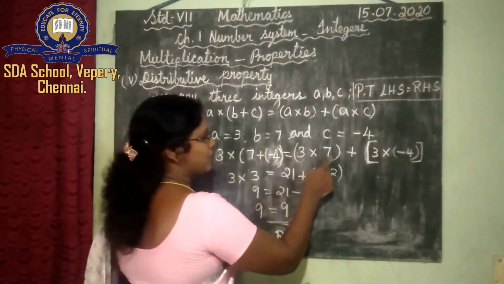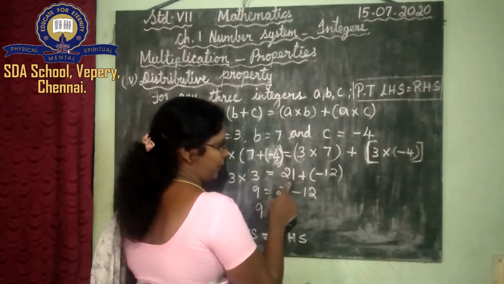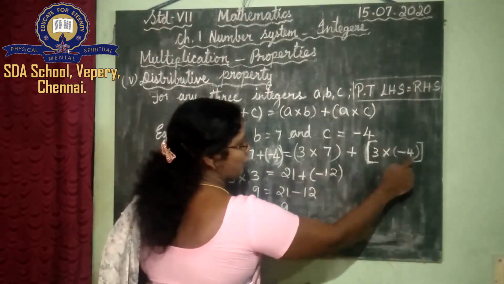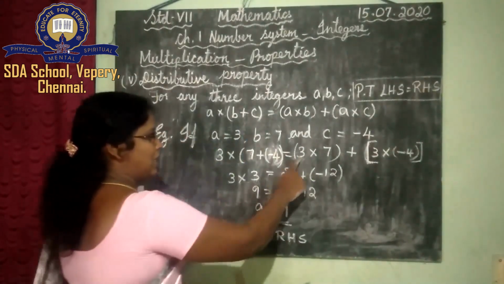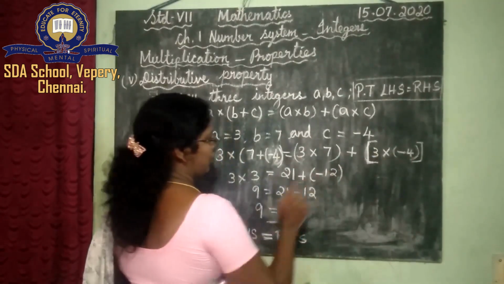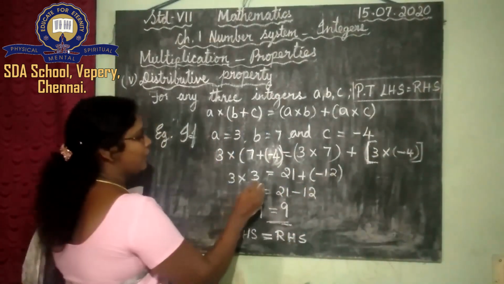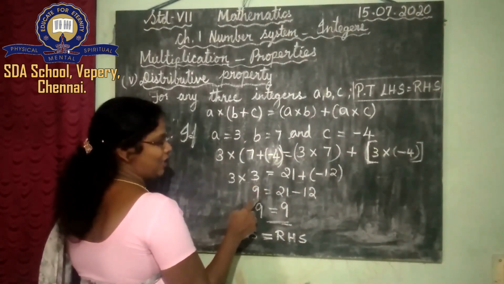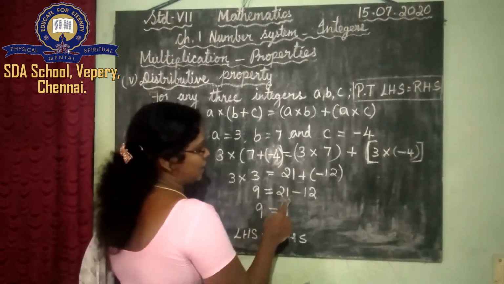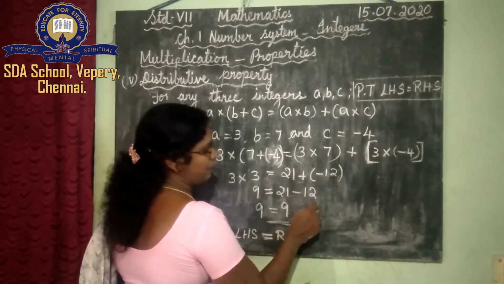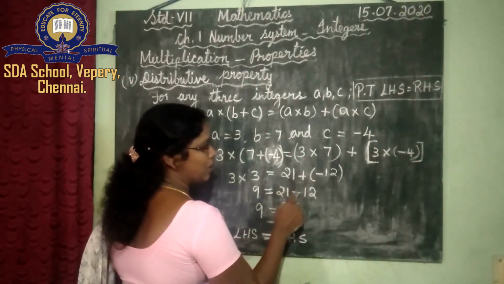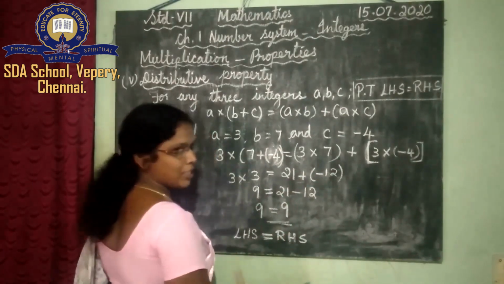And here 3 sevens are 21. This plus sign here; plus into minus is minus, 3 fours are 12. Now 3 threes are? Yes, 9. Equal to, here 21 I am keeping as it is, plus into minus is minus, so minus 12. 21 minus 12, who can say?